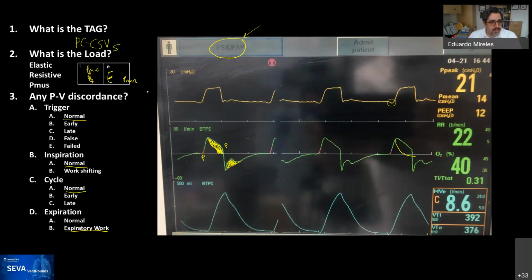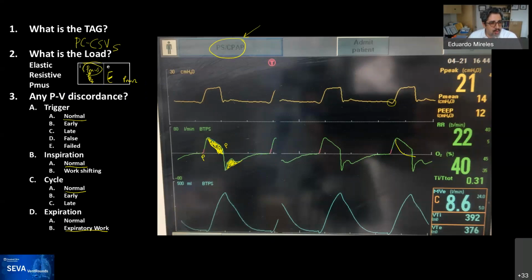So in terms of the load, Marina, the majority of the effort, as you can see, is PMOS, and there is some evidence of PMOS during expiration. Sorry, I'm going to decline the request to annotate, because otherwise you start writing on the screen.